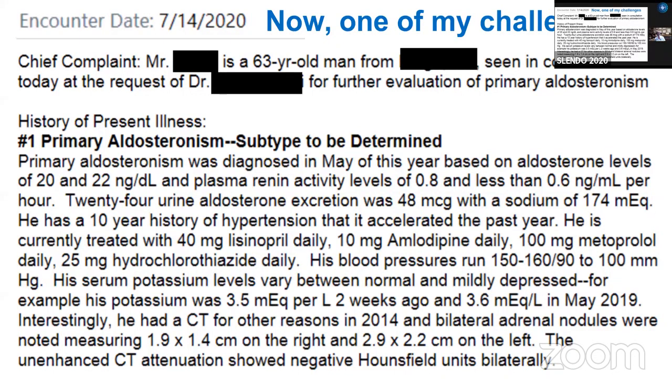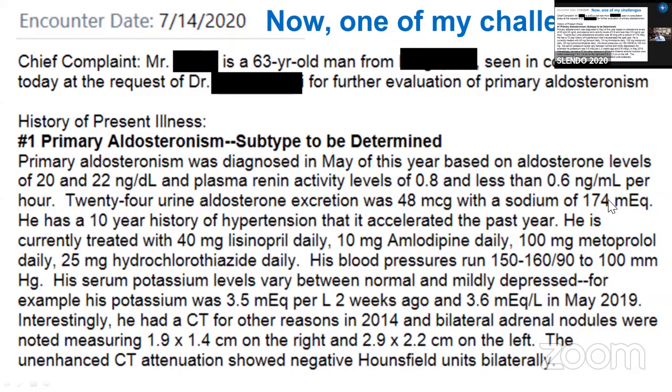This is a patient I saw last month, a 63-year-old man referred for further evaluation of PA. This is just a screenshot from my clinic note in our electronic medical record. PA was diagnosed in May of this year based on ALDOs of 20 and 22 nanogram per dL, suppressed renin. 24-hour urine aldosterone excretion was 48 micrograms, sodium 174.